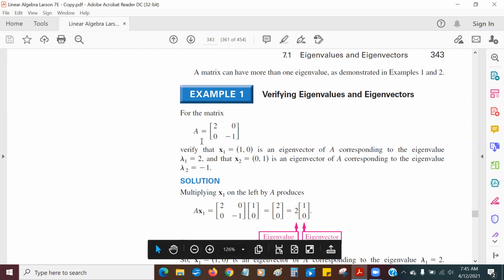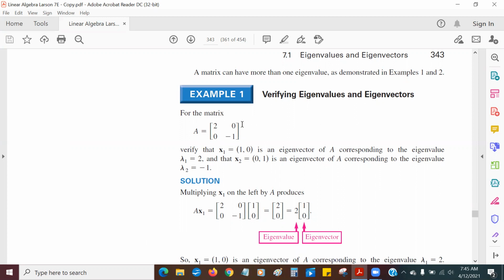So here's a matrix A. A is given to us, so it's 2, 0, 0, -1. We want to show that if x1 is the vector 1, 0, that will work with the eigenvalue 2. Then we want to show that if x2 is the vector 0, 1, that's going to work with the eigenvalue of -1. So let's do one at a time.